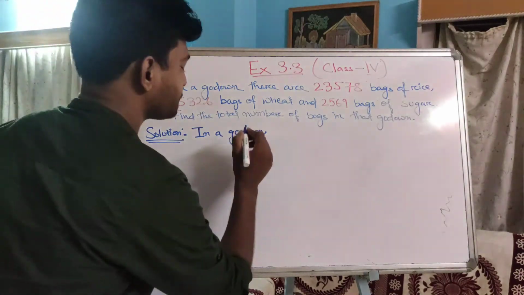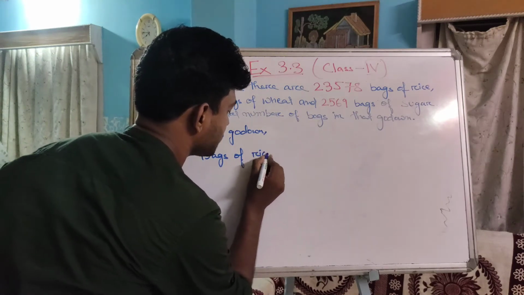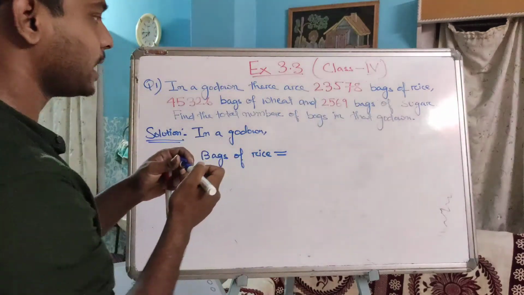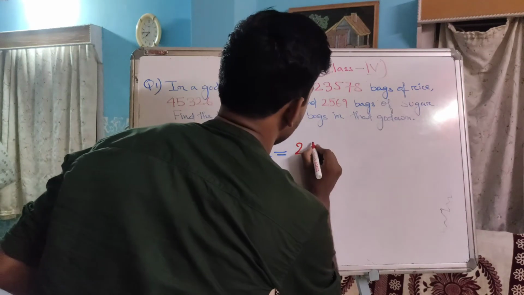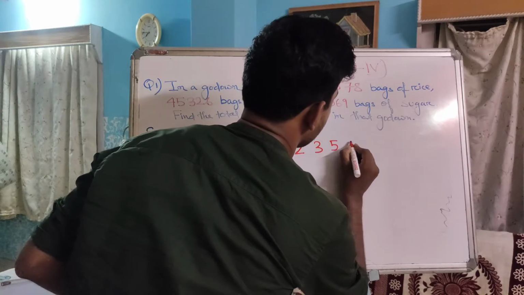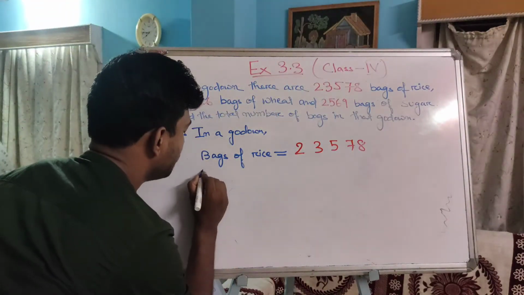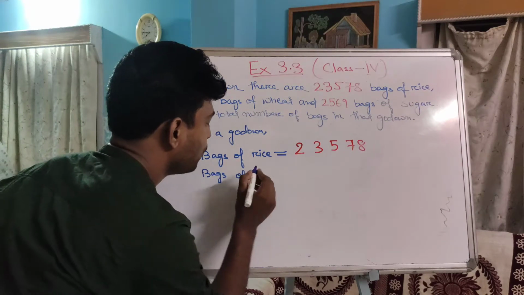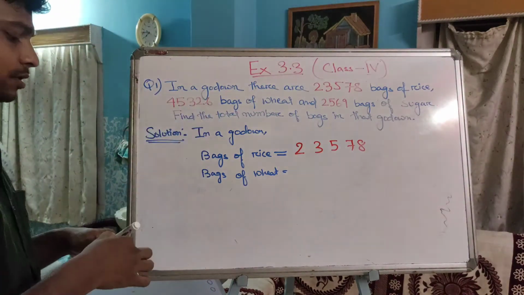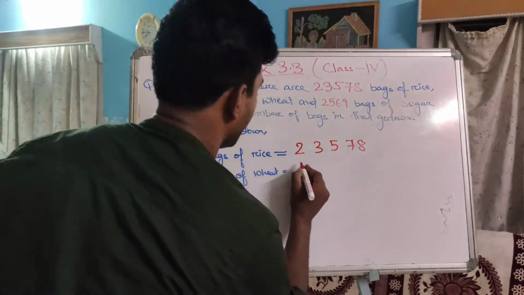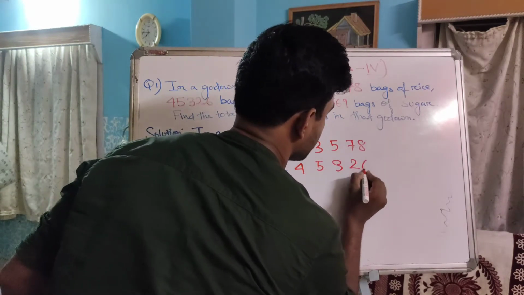Now we will write bags of rice. How many bags of rice are there? This much bags of rice are there. So let us write 23,578. In our second sentence we will write bags of wheat. How many are there? This much. So let us write this much bags of wheat here: 45,326.